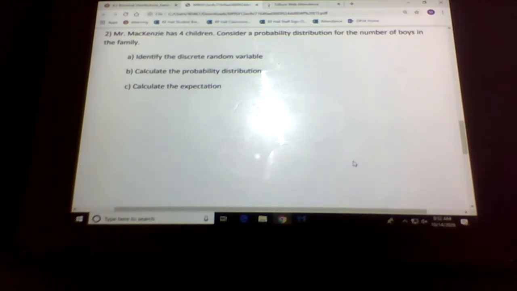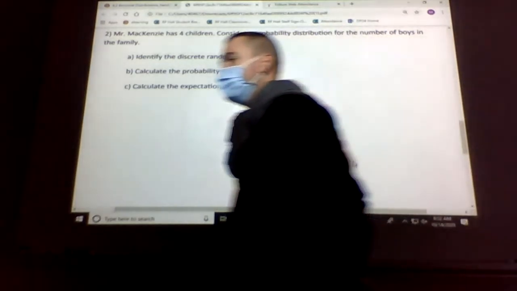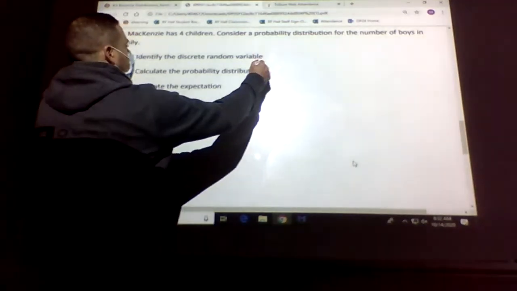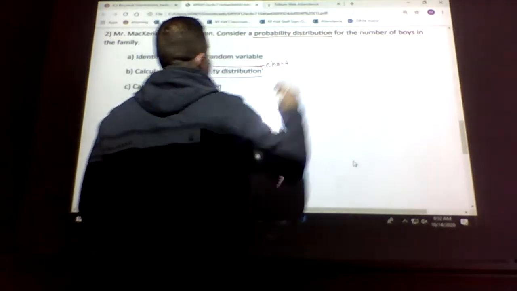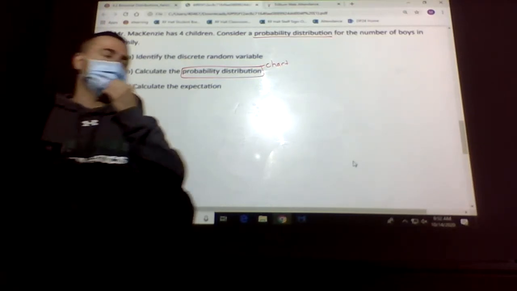Okay, B says calculate the probability distribution. Key words there. Probability distribution. What's the hint with that from previous lessons? So when you see these two words, you have to do something. Make a chart. Good. So when you see this every time, make a chart. It wants you to list out all the possibilities, and then find the probability of all those possibilities.